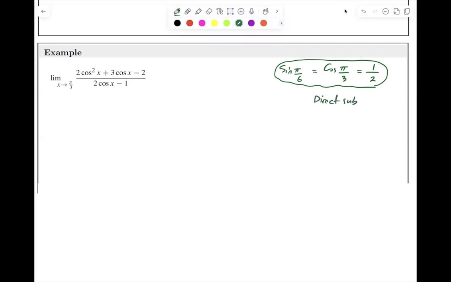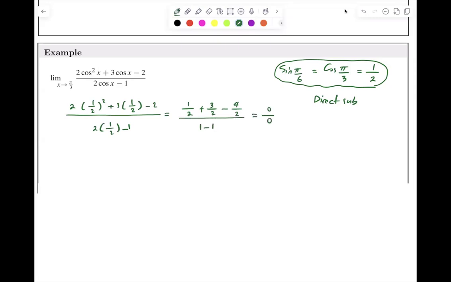Direct substitution gives us 2 times a half to the power of 2, plus 3 times a half, minus 2. On the denominator, I get 2 times a half minus 1. So my numerator becomes 2 divided by 4, or a half, plus 3 divided by 2, minus 4 divided by 2, over 1 minus 1. And as you can see, you get 0 divided by 0, an indeterminate form. So we need to simplify this function.